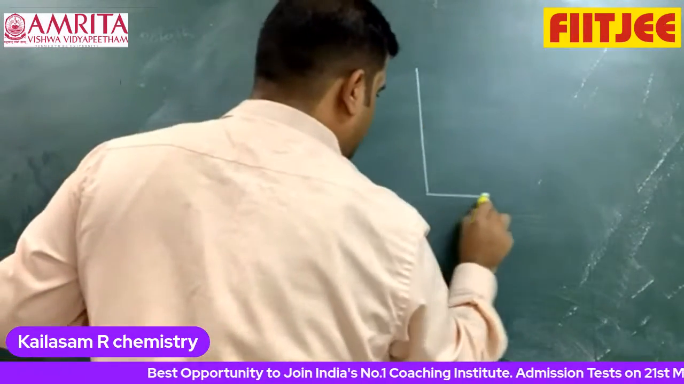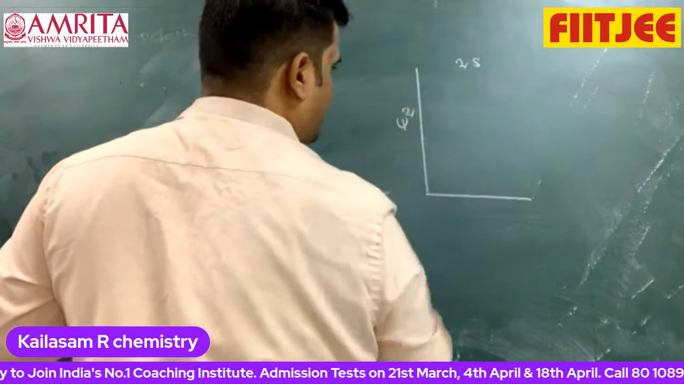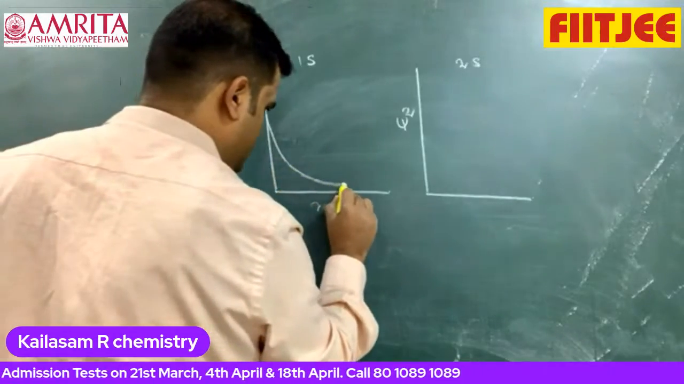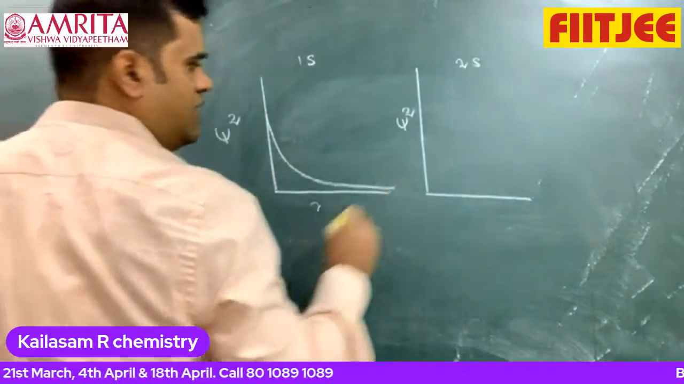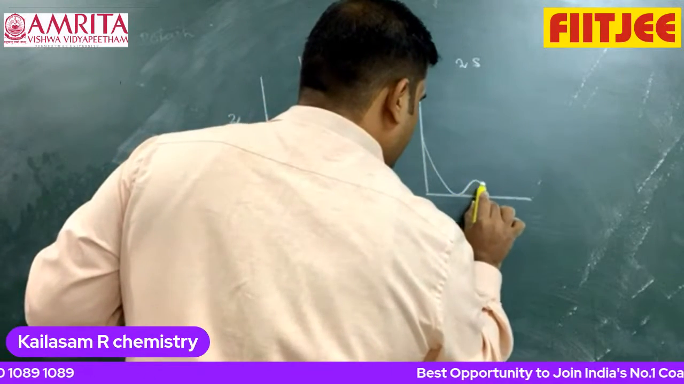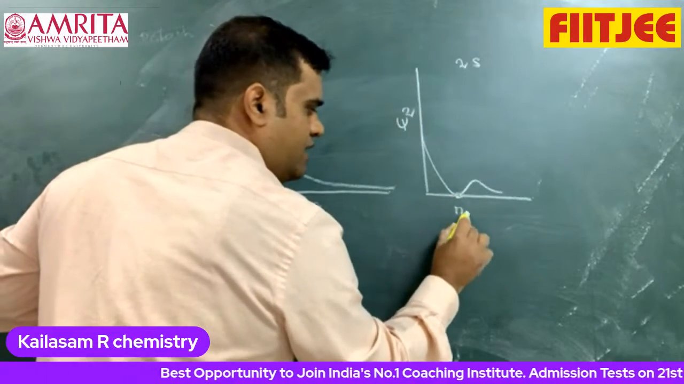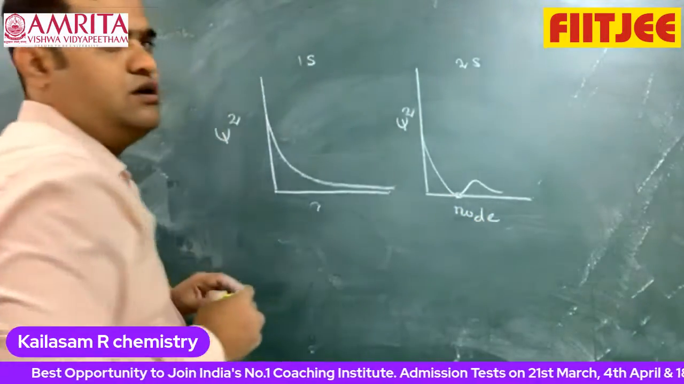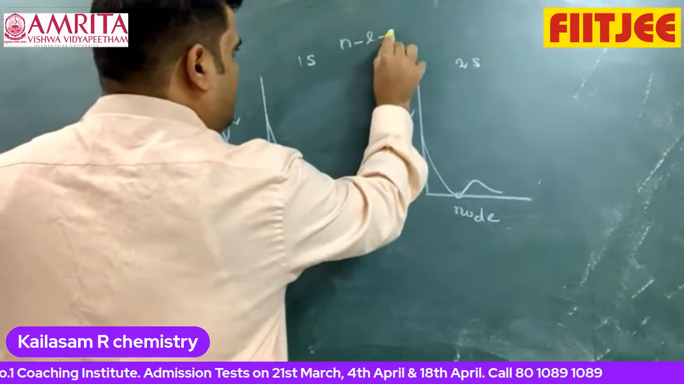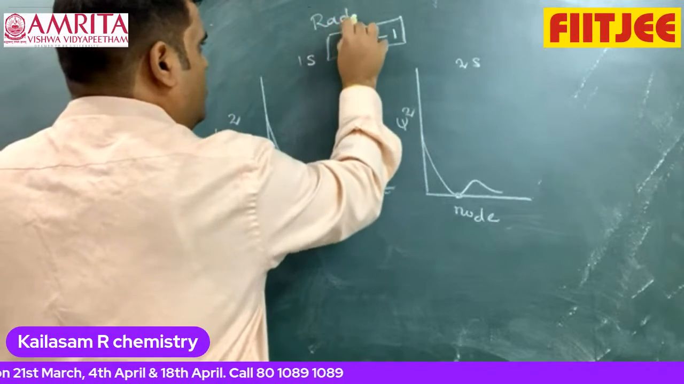Now look at this, 2s psi square. Keep on going back, and that's all. This point is called a node. To find out the node, very simple, go with n minus l minus 1, or we can call it the radial node.